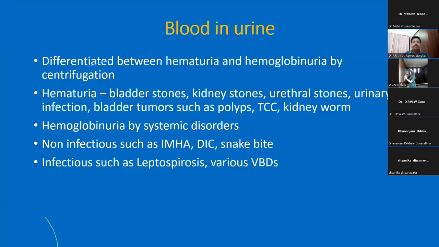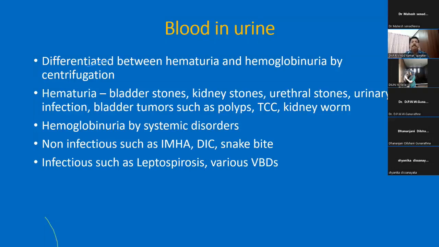Then blood in urine. If there is blood in urine, it should be differentiated between hematuria and hemoglobinuria by centrifugation. Hematuria occurs due to bladder stones, kidney stones, urethral stones, urinary infections, and bladder tumors such as polyps, transitional cell carcinoma, kidney worm, etc. All these conditions can produce hematuria. So generally, we are meeting all these cases in our routine practice: bladder and kidney stones, urethral obstruction, infections, bladder tumors, etc.